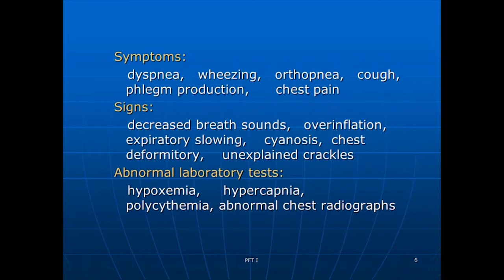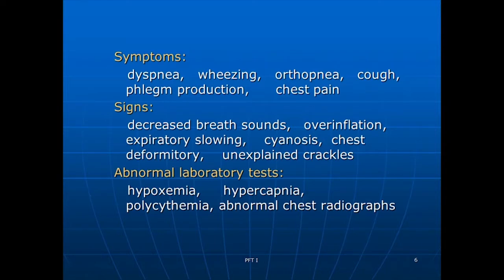Often when there's a physical assessment done on this patient, they have decreased breath sounds, usually in their lower lungs. They will have decreased breath sounds. On chest x-ray, they may see an overinflation of the lungs. What happens is in obstructive diseases, there's gas trapping. So they can't get the gases out.